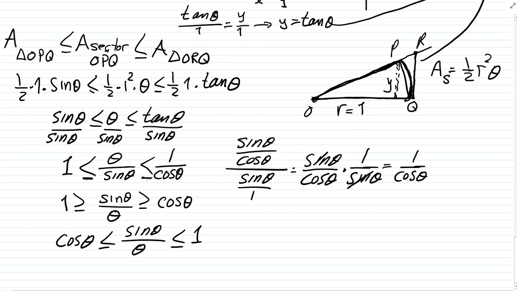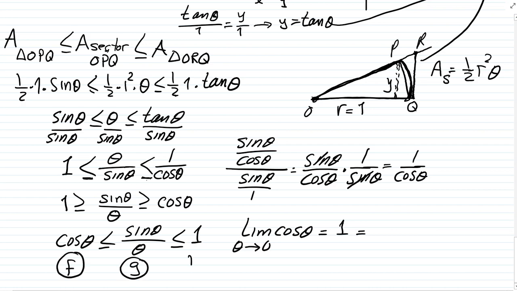Let's actually take the limits now. The limit of cosine theta as theta approaches 0. Remember the theorem for limit of trig functions. You plug in 0 for theta, and cosine of 0 is 1. Let's do the limit. So this would be f, this is g, and this is h in our theorem for Squeeze Theorem.